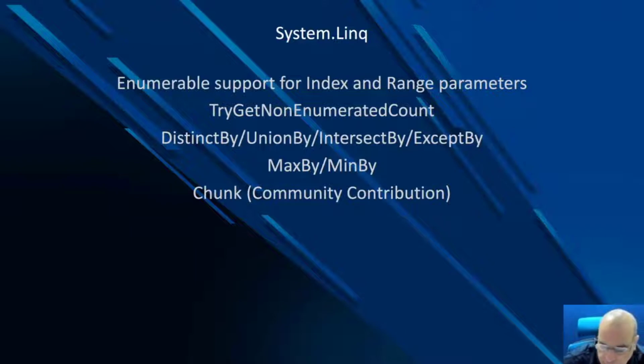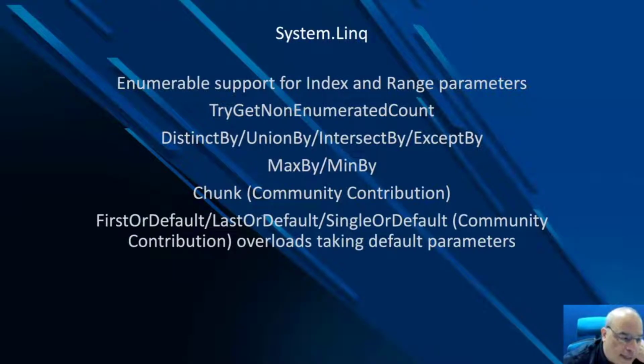Chunk was a community contribution. So if you have large enumerable lists, let's say you're getting a list of all the clients you have, and there's 1,000, but you only want to iterate through 100 at a time, you can chunk it by hundreds, and you'll get a foreach loop of just the first 100, and you can do it again for the next 100, etc.